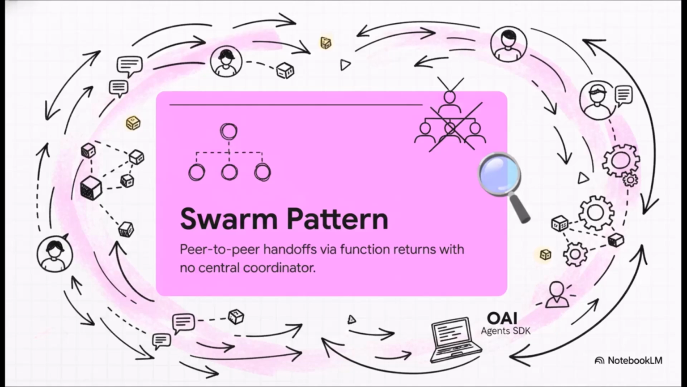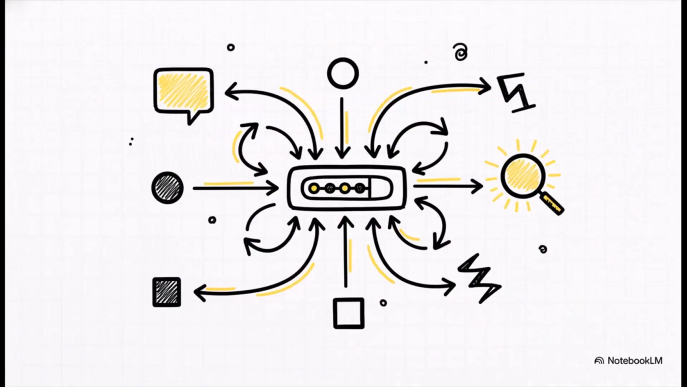It has its roots heavily popularized by the OpenAI Agents SDK, where an agent can just hand off execution to any other agent by simply returning a reference to it. Because of this highly decentralized nature, the swarm pattern is absolutely perfect for customer service triage and dynamic routing. The control just flows naturally based on the conversation. It's completely stateless between calls and highly lightweight.